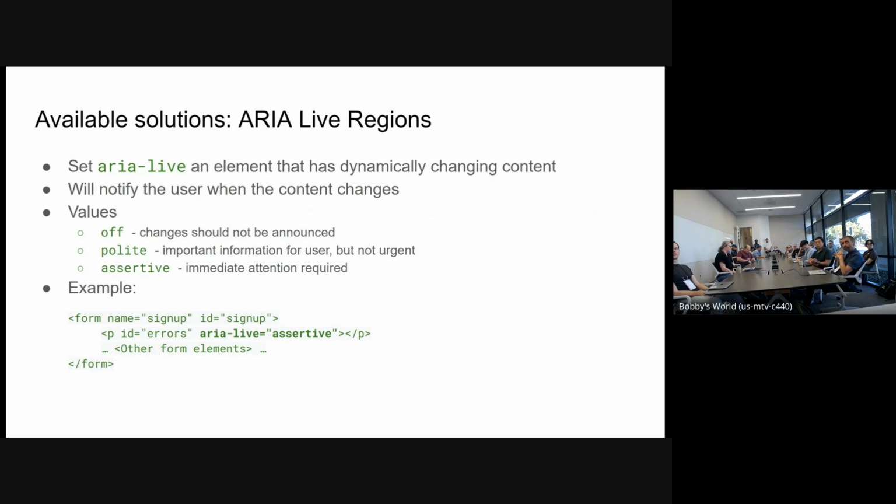The example here that I provided is a sign-up form where the paragraph element has an assertive live region set on it, and the author uses this paragraph to notify users of error messages, for example, if a certain form field needs to be completed.